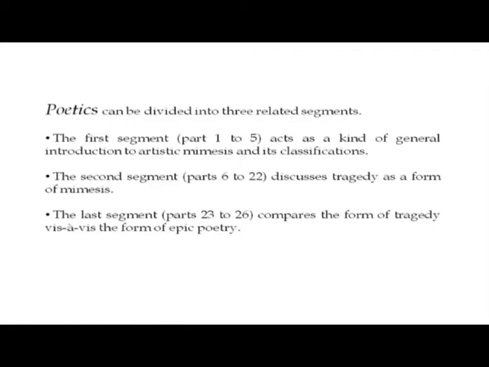But now let us commence our exploration of the surviving volume of Poetics and see how it relates to the idea of mimesis that we have been discussing in this course. The surviving volume of Poetics can be divided into three related segments. The first segment, which includes chapter 1 to chapter 5, or part 1 to part 5, acts as a kind of general introduction to artistic mimesis and its classifications. The second segment, covering chapters 6 to 22, discusses in detail tragedy as a form of mimesis. And the last segment, covering chapters 23 to 26, situates the form of tragedy vis-a-vis the form of epic poetry and presents us with a comparative study between these two forms.